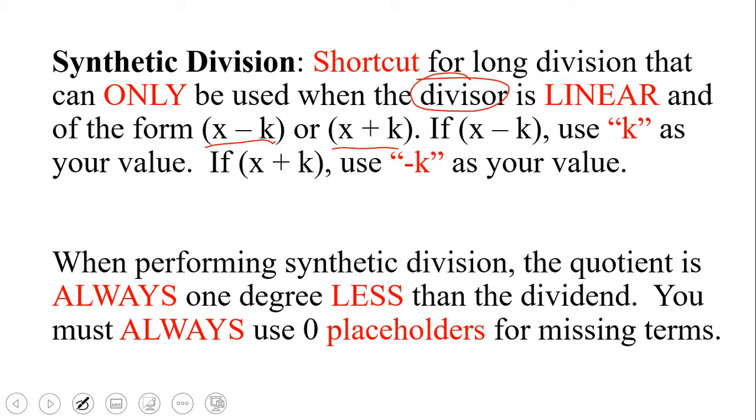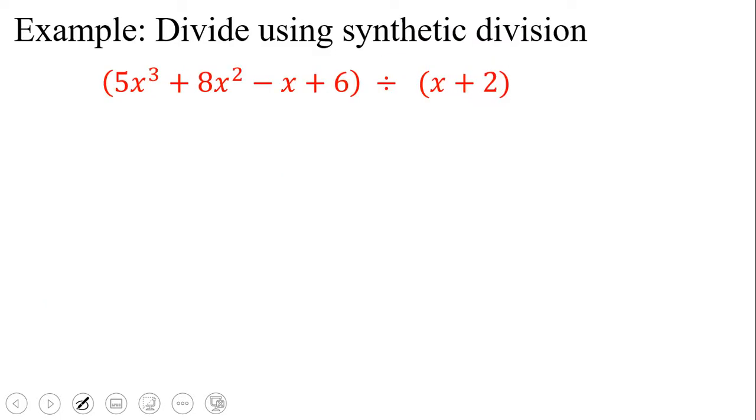We'll review the mechanics of synthetic division in a minute, but hopefully you remember that if you have x minus k, you're going to switch the sign and use k. And if you have x plus k, you're going to switch the sign and use negative k. Something else to remember is when you do synthetic division, the quotient is always, always 1 degree less than the dividend. And you must always use 0 placeholders for missing terms. Again, for long division, it's just strongly encouraged. But for synthetic division, it's a must, or else there's no way you can get the right answer. So a few examples of synthetic division.